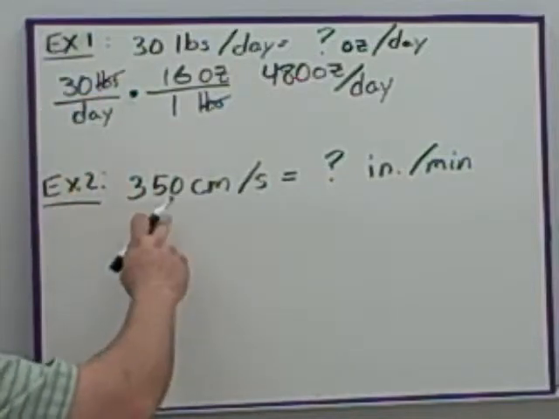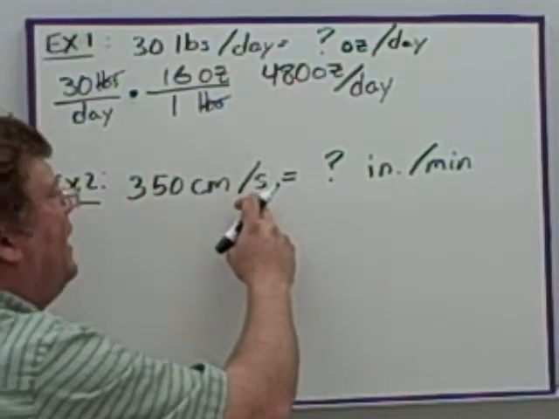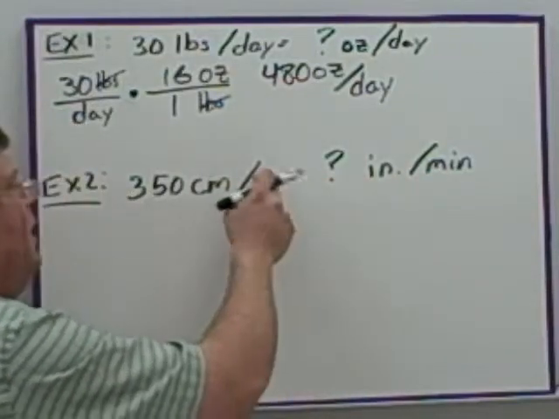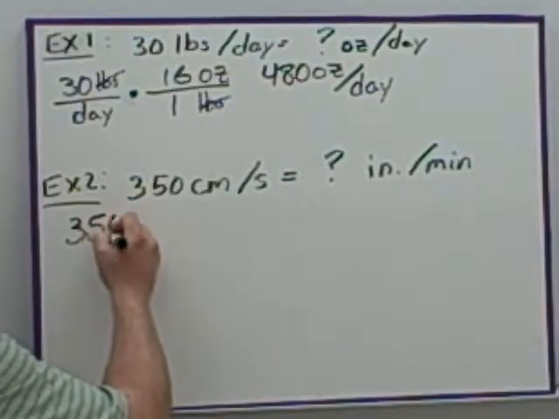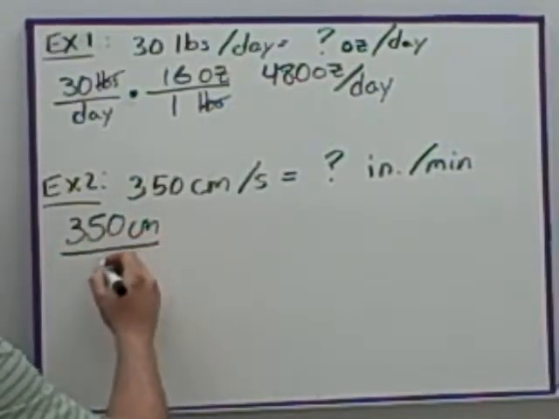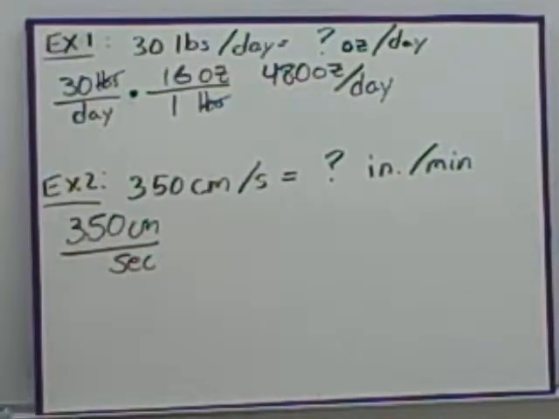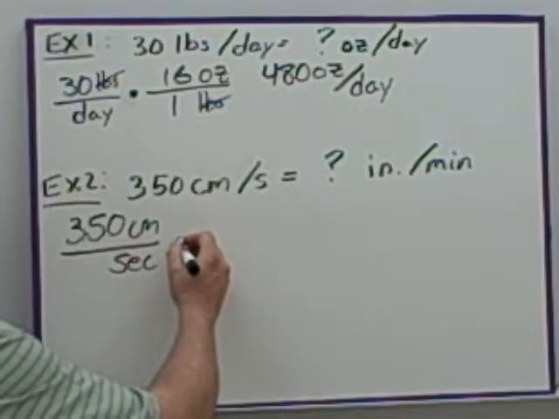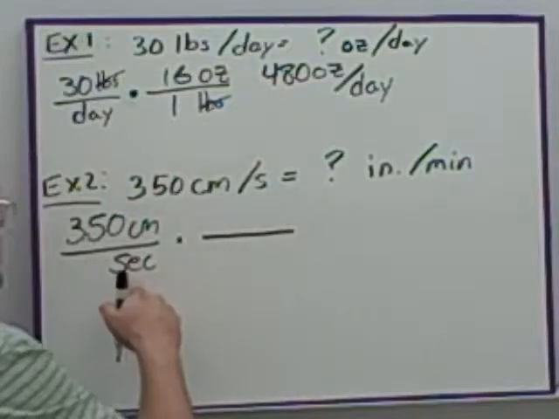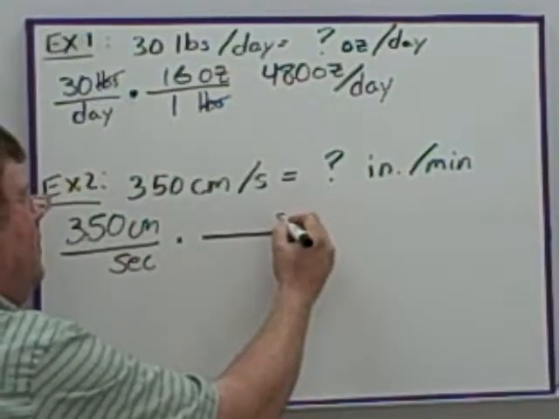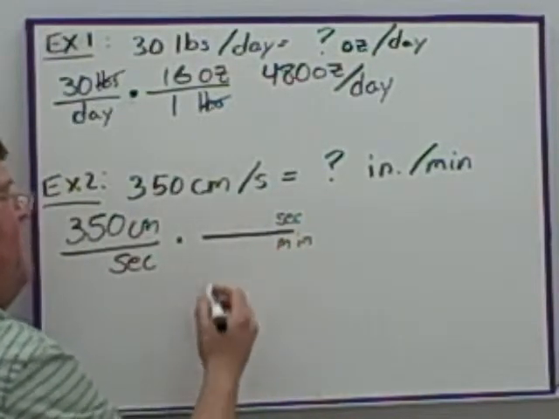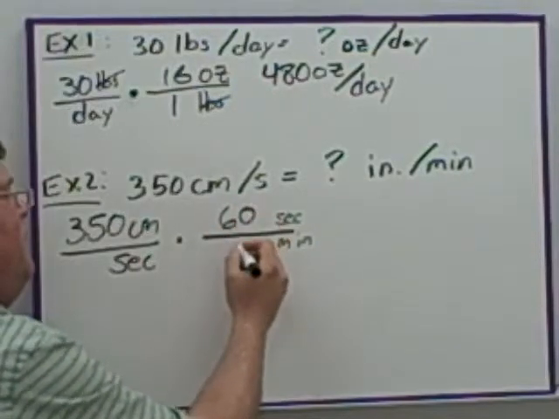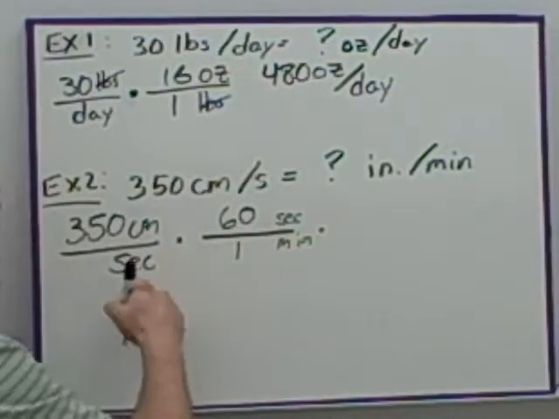All right, next one, example 2, is 350 centimeters per second converting to so many inches per minute. Now this time both the top and bottom units are being converted. So let's start off by writing that 350 cm over, I like to abbreviate seconds with SEC rather than just S, when I can. Now I'm going to multiply that by something that will have, well, I want to get rid of seconds. This time I'm going to put the seconds on top and the minutes I want to have on the bottom, so I'm going to do seconds per minute. So I'm going to multiply that by 60 seconds per 1 minute. Now that'll convert the seconds.